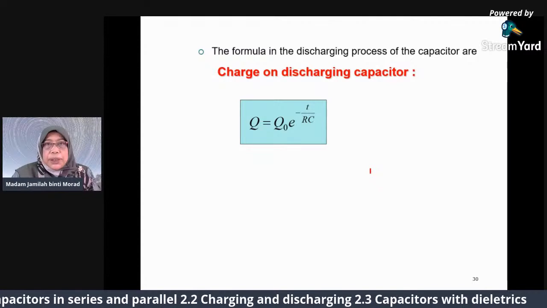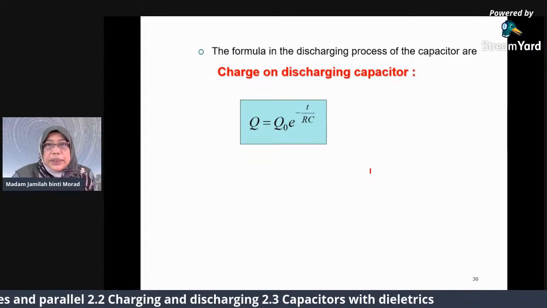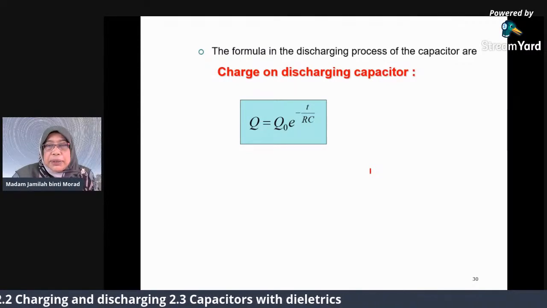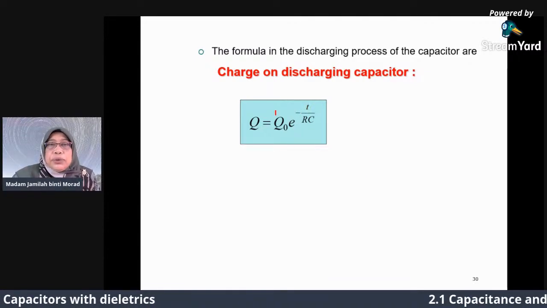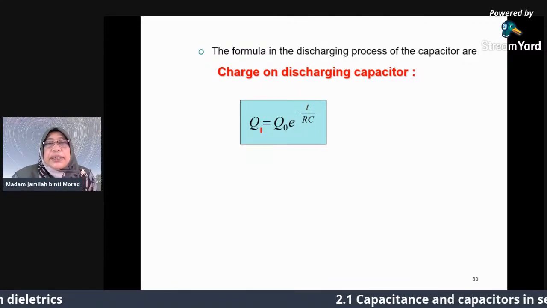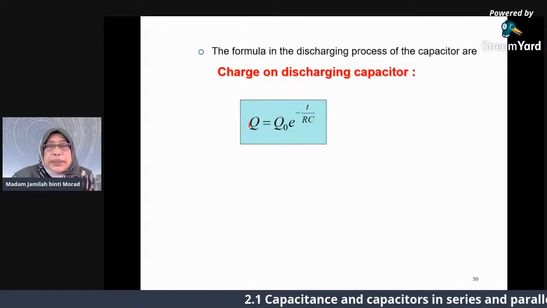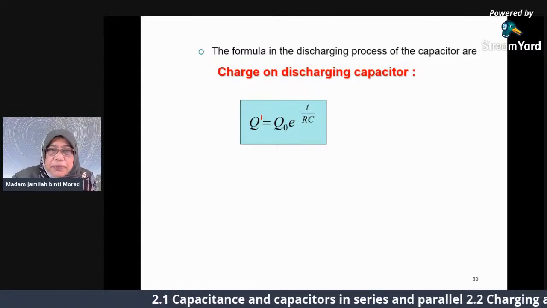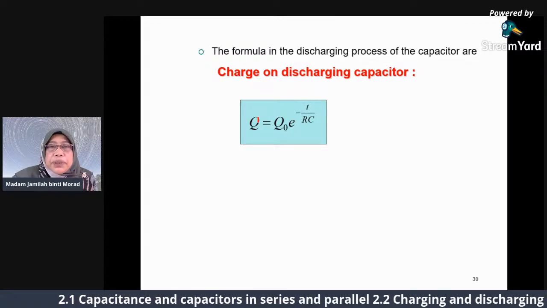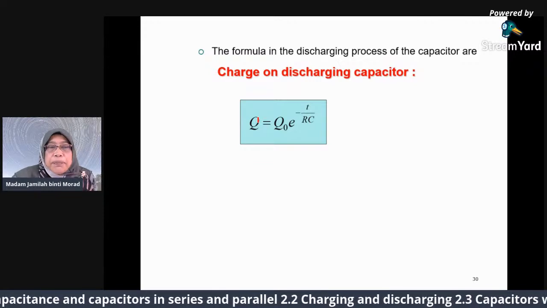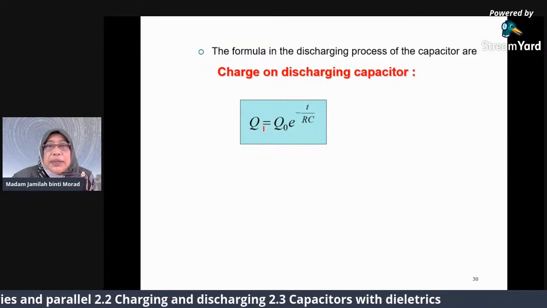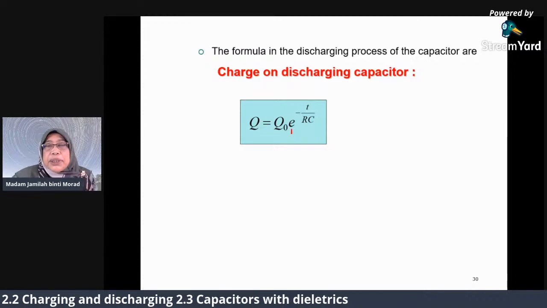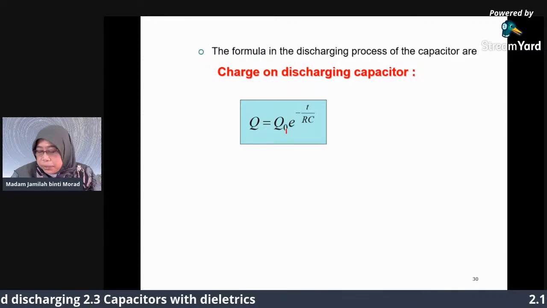Okay, in terms of the equation, the charge in this discharging process. When the statement refers to the discharging process, then you use this equation to determine the instantaneous charge on the plate of the capacitor, Q. Q here refers to the remaining charge on the plate of the capacitor during this process. The charge is still left on the plate of the capacitor. Q naught is the maximum value.